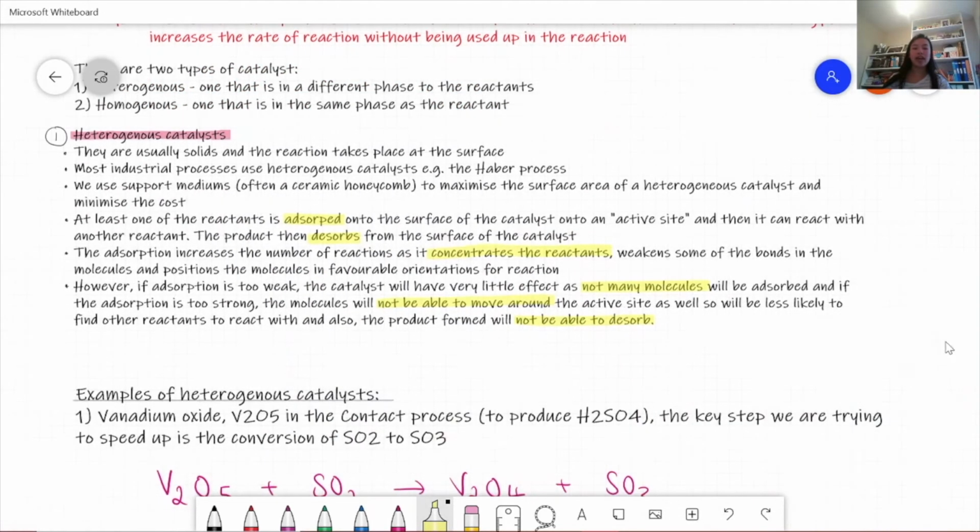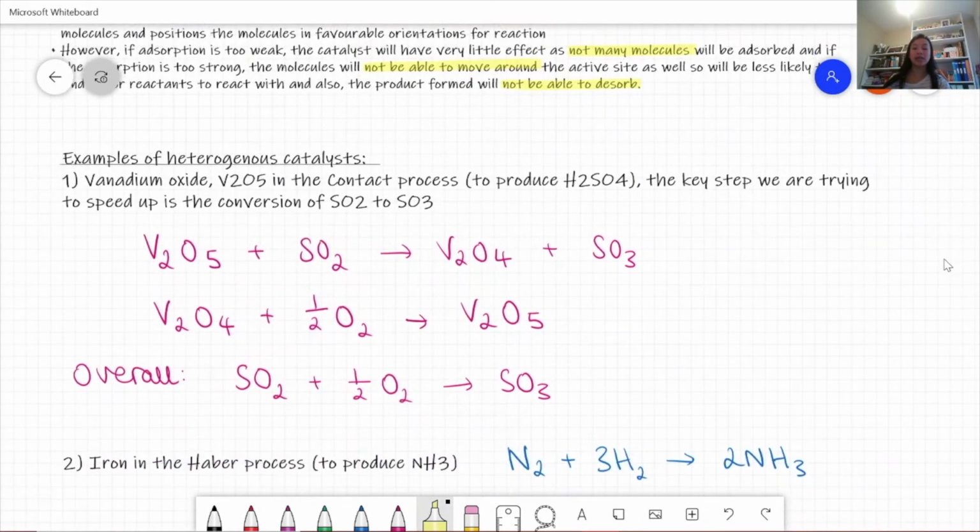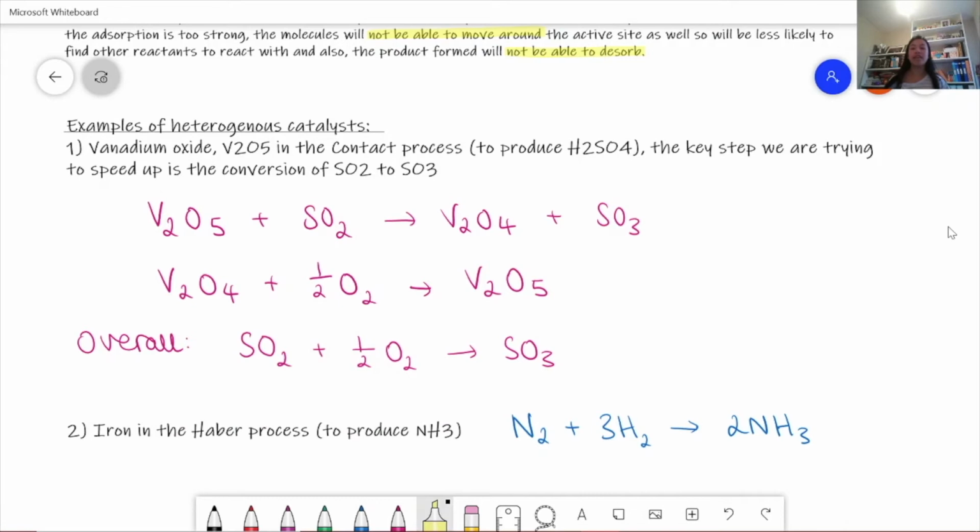So now we need to look at some examples of these kinds of catalysts that we need to know. The first is vanadium oxide, and vanadium oxide is used in the contact process. The key step that we're trying to speed up is the conversion of sulfur dioxide to sulfur trioxide, because this can be quite slow. In the first step, we have the vanadium oxide reacting with the sulfur dioxide to form V2O4, and we call this V2O4 an intermediate because it's produced in the first step but all used up in the second process. So it doesn't actually come into the overall equation.